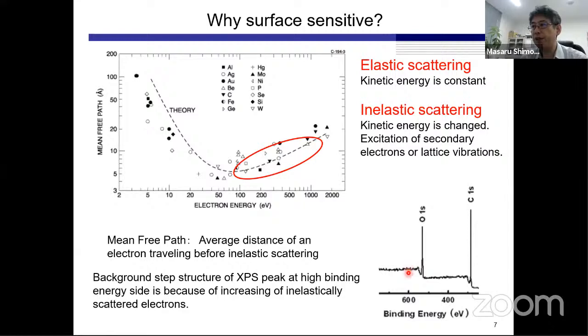For example, in the case of 600 binding energy, this electron is an energy loss electron over O1s, like that. It becomes almost continuous, but it originates from the O1s peak. So like this, the background includes the inelastically scattered photoelectrons.